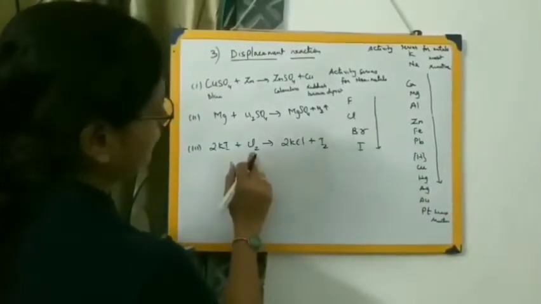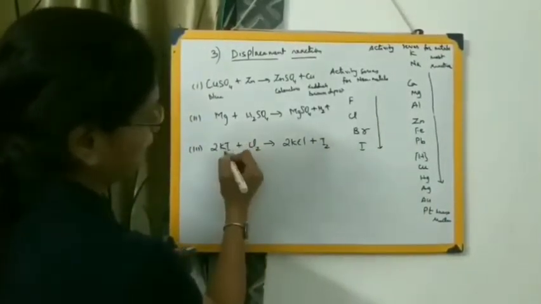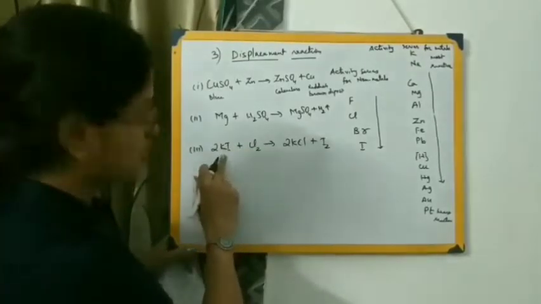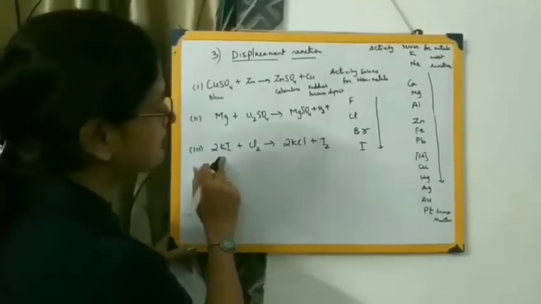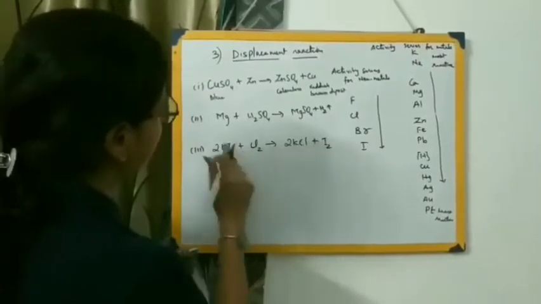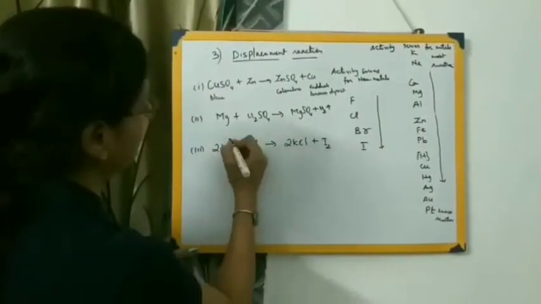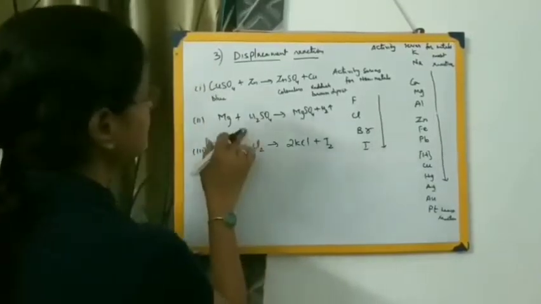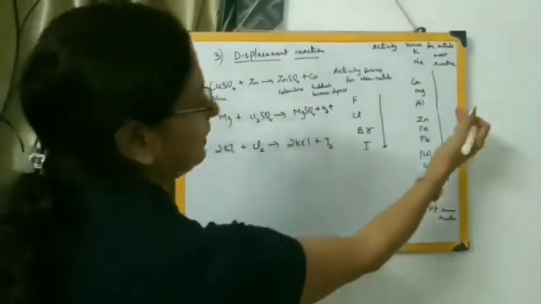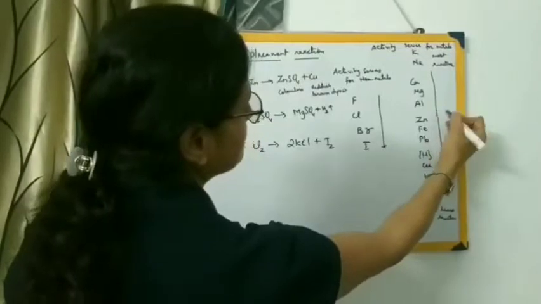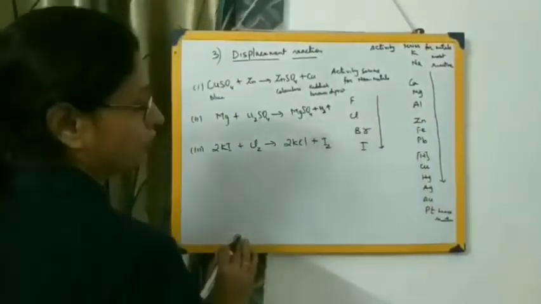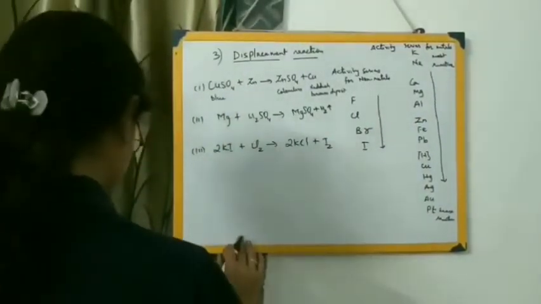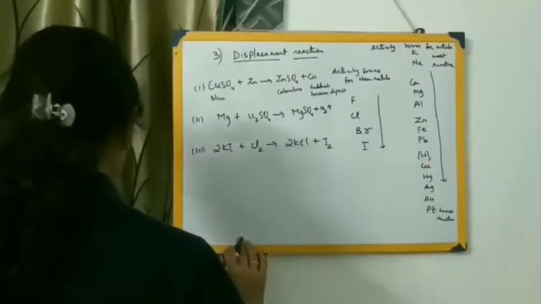So what this chlorine is doing, it is replacing this iodine from potassium iodide and taking its place, that is 2KCl plus iodine, which was along with potassium, is coming out, leading to the formation of one molecule of iodine. So see that you are thorough with the activity series of the metals as well as the activity series of the non-metals. See that you learn both the series by heart. It will be very, very helpful to you.